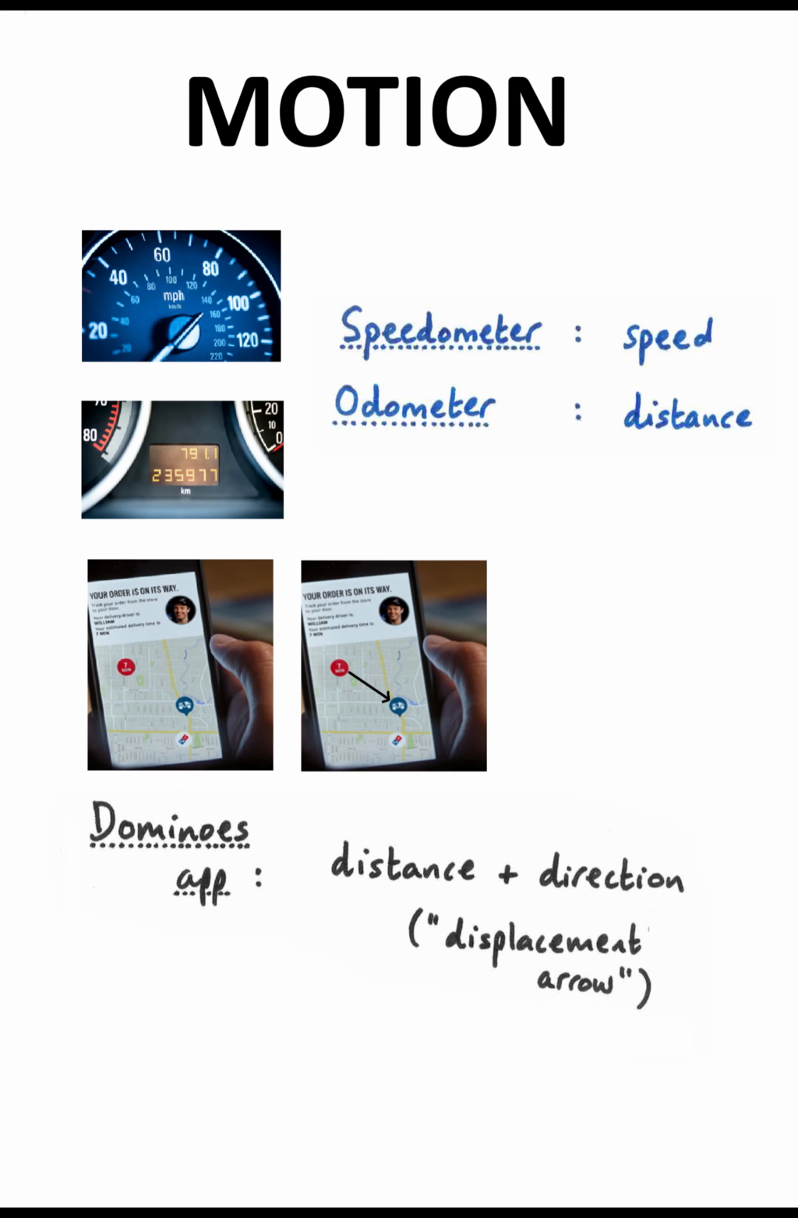But what if you're waiting for your Domino's pizza to arrive and you're tracking the delivery guy? Well, in this case, if you think about it, Google Maps is actually giving you two bits of information. The distance away from you, but also the direction from you. In physics, an arrow from the start location to another location, with the arrow showing both distance but also direction, is called a displacement arrow.